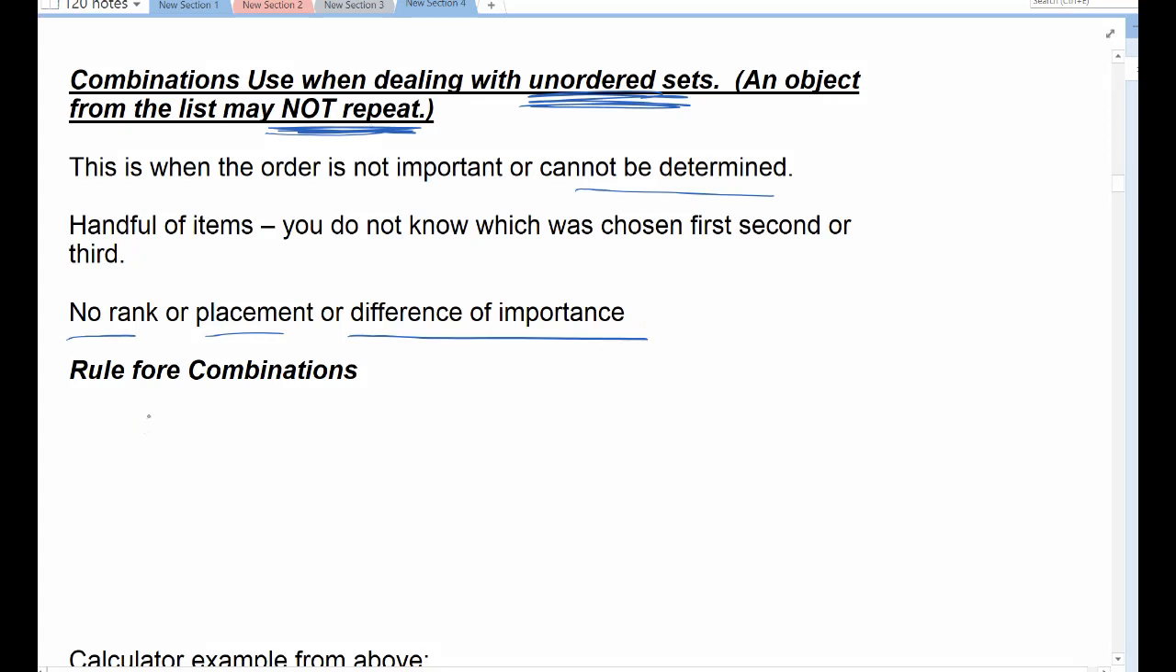Now I am going to give you the rule just so that you know where it comes from. The combinations rule uses a capital C in the formula: combination, N choose R. N and R are the same things we had before. N still represents the total number of items. R is still how many we're choosing, so it's N choose R. In the calculator, it's the nCr, located in the same place that we had the permutations formula.